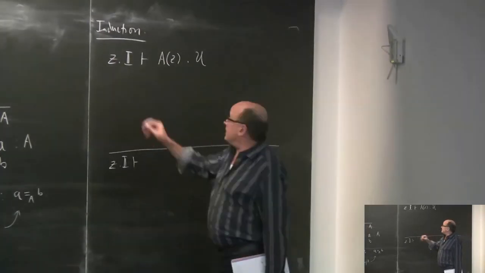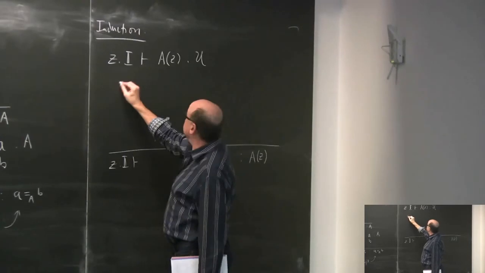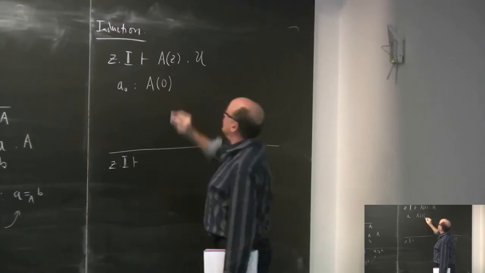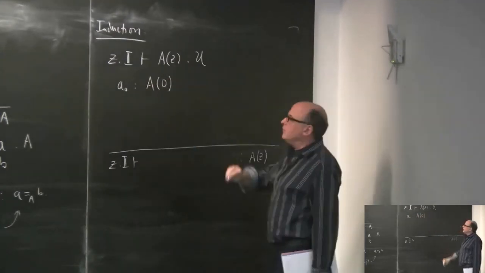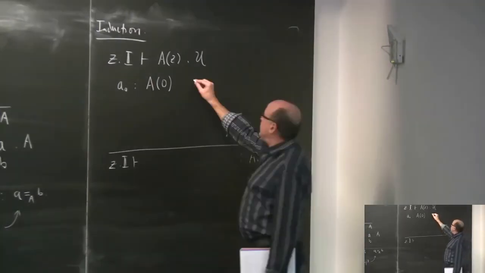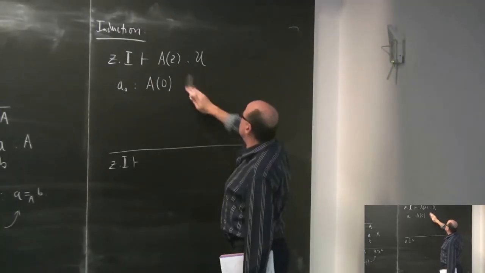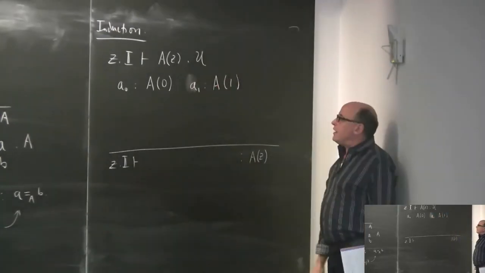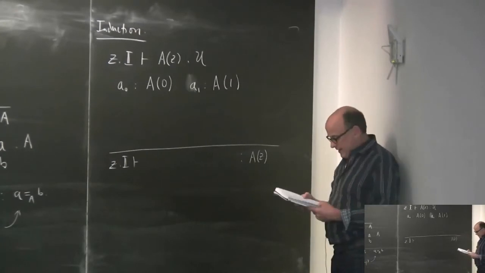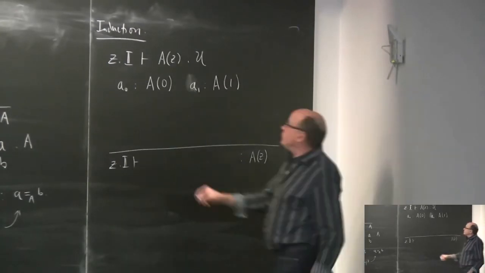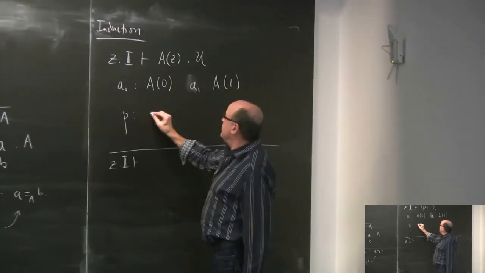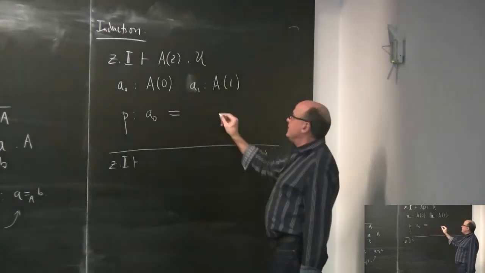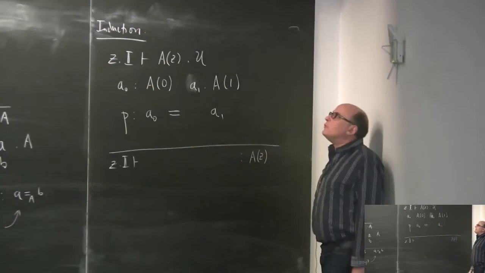Well, I noticed in my notes I use a slightly different notation. I said, suppose you have A0, which is a proof that A holds of 0. That means plug in 0 for Z. And if I have A1, I should call it, in order to make the notation look good, which is a proof that it holds for 1. And then I must also supply a path that says A0 is equal to A1.